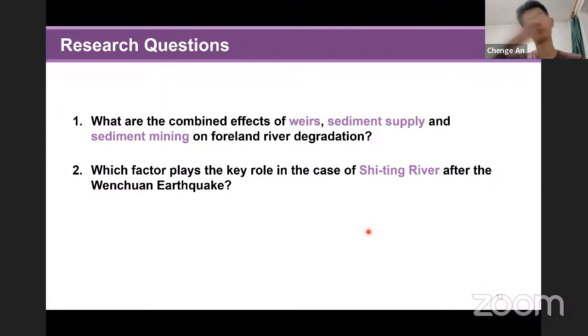So here we propose our research questions based on the previous hypotheses. The first question is, what are the combined effects of weirs, sediment supply, and sediment mining on Foreland River degradation? And the second question is, among these 3 factors, which one played the key role in the case of the Chenge River after the Wenchuan earthquake?